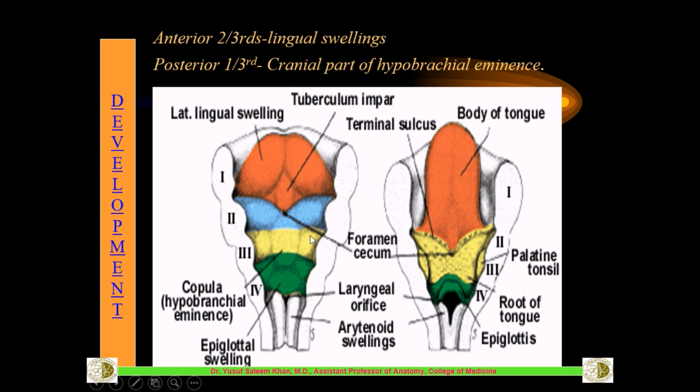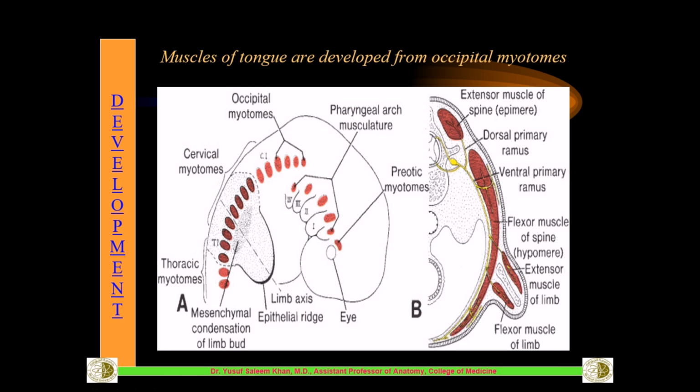So this is the hypobranchial eminence. Especially the cranial part of the hypobranchial eminence will be forming the posterior one third of the tongue. If you can see here, this is the hypobranchial eminence which is forming the posterior one third of the tongue. The anterior two thirds is formed by the lingual swellings: the two lingual swellings on either side join together to form a large anterior two thirds of the tongue, and the posterior one third by the hypobranchial eminence.